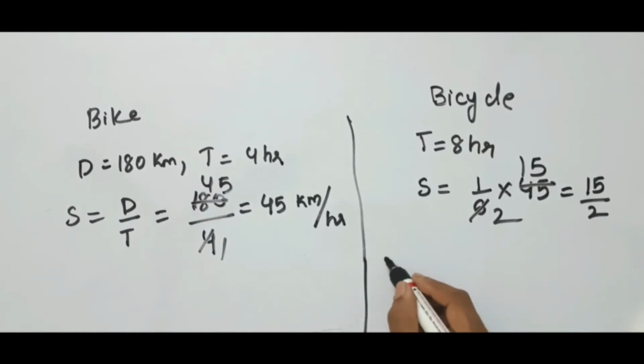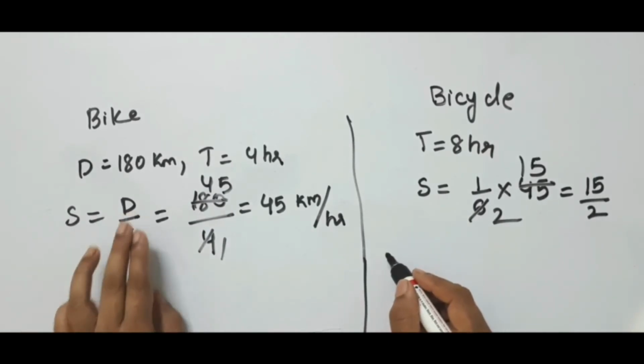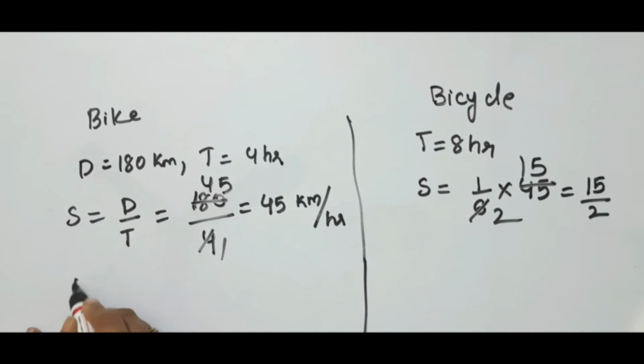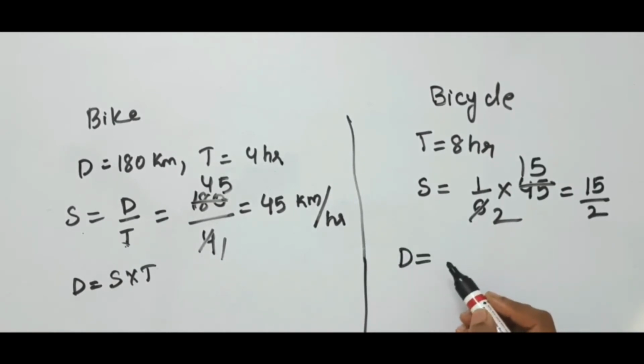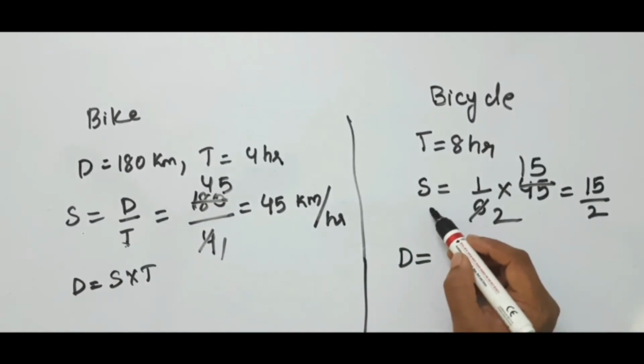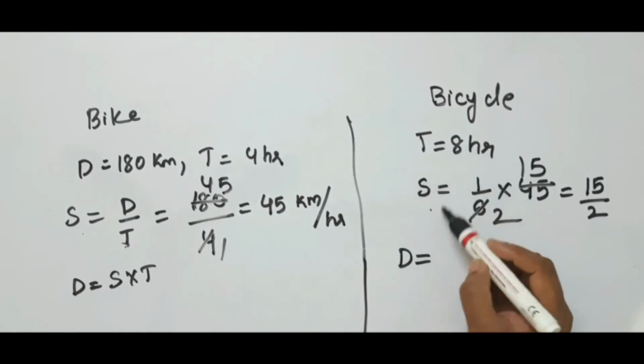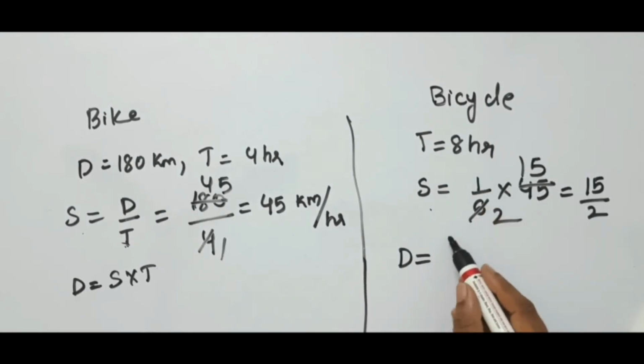So distance is nothing but, we know speed is equal to distance by time, so distance becomes speed into time. Is it not? So the same formula we have to apply here to find the distance. We have speed in our hand and time of the bicycle in our hand, so we can easily find the distance traveled by the bicycle.